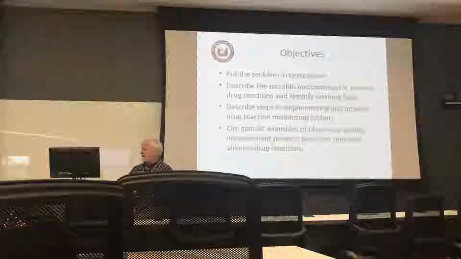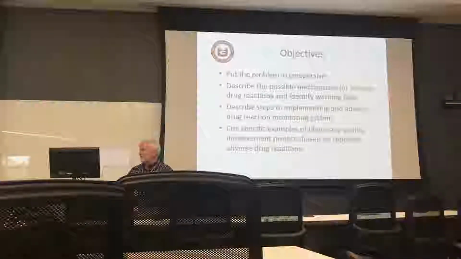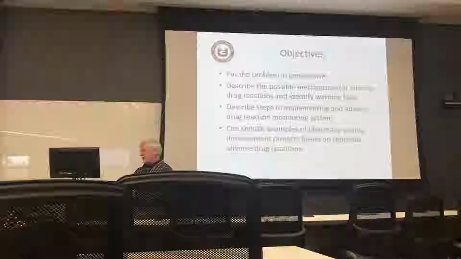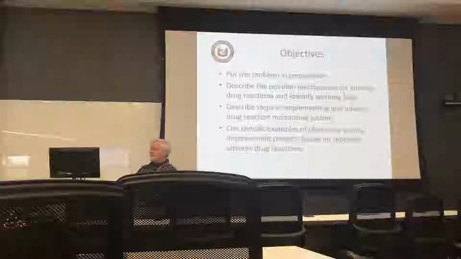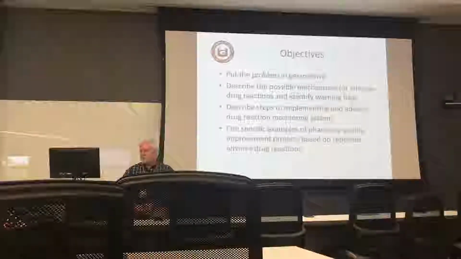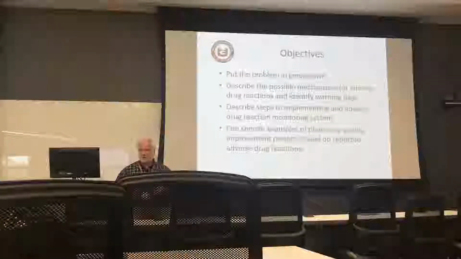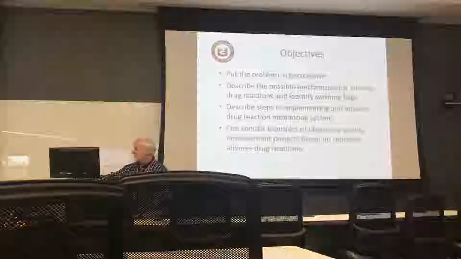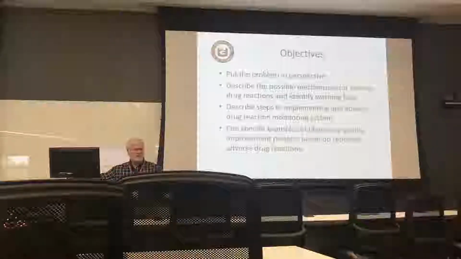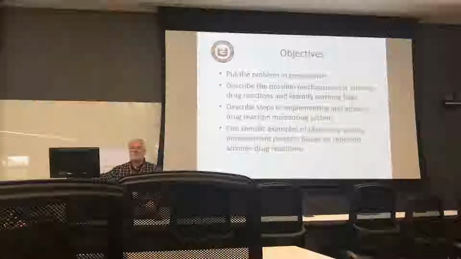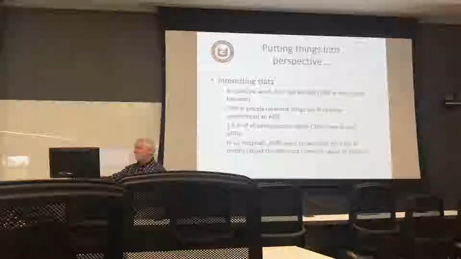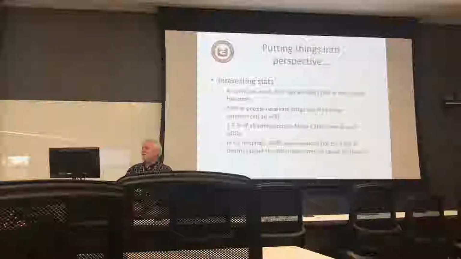Describe the steps to implement an adverse drug reaction monitoring system: how you implement it, how you monitor it. Cite specific examples where pharmacy quality improvement projects based on reported adverse drug reactions have created something really good. So hopefully, by the end of all this, you'll say, yeah, I need to spend time with adverse drug reactions. It's worth my effort.